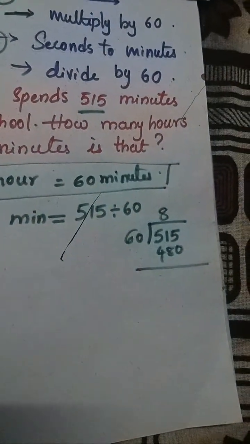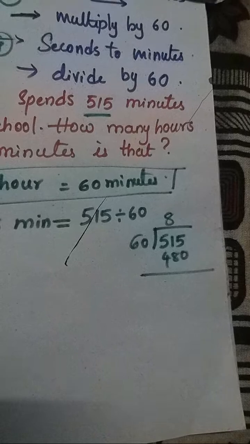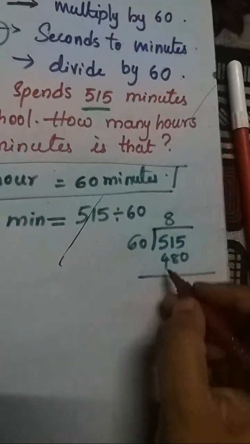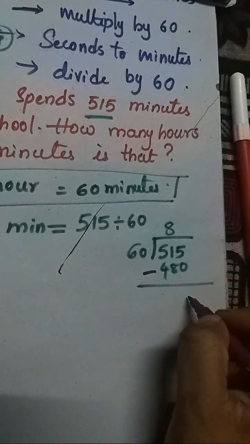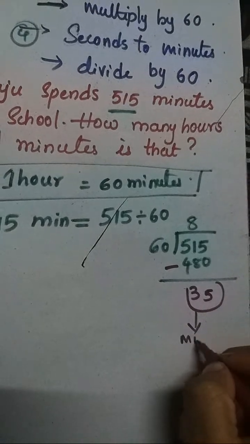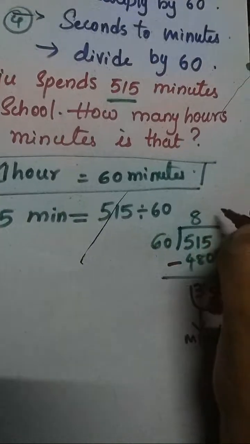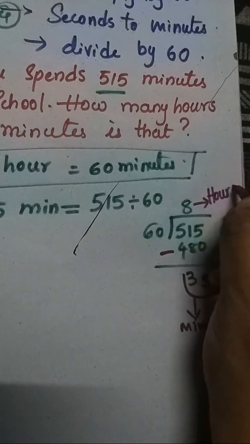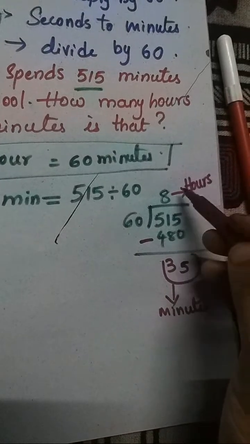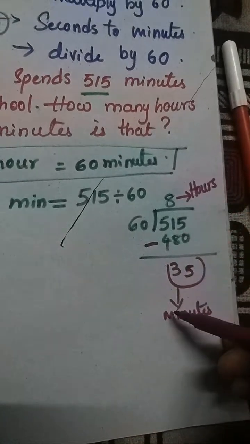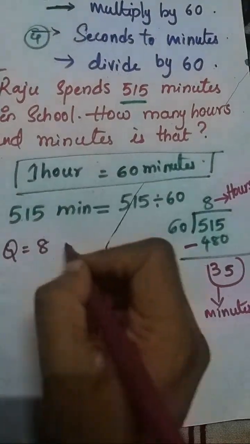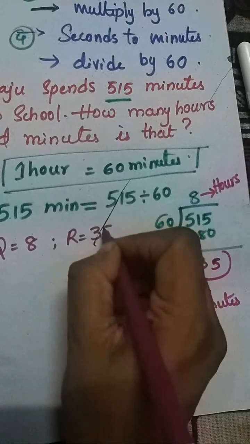Now what we have to do? Subtract here, you will get 35 as the remainder. The remainder is minutes, and this is hours. Please remember this. In the division, the quotient becomes hours and the remainder becomes minutes. So the quotient is 8 and the remainder is 35.